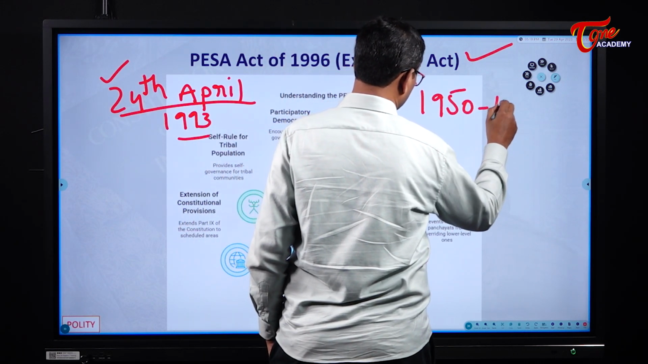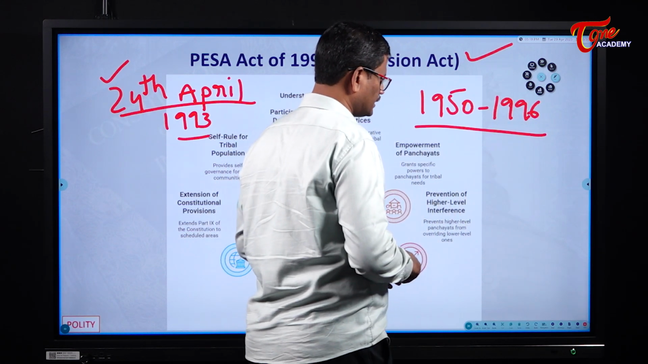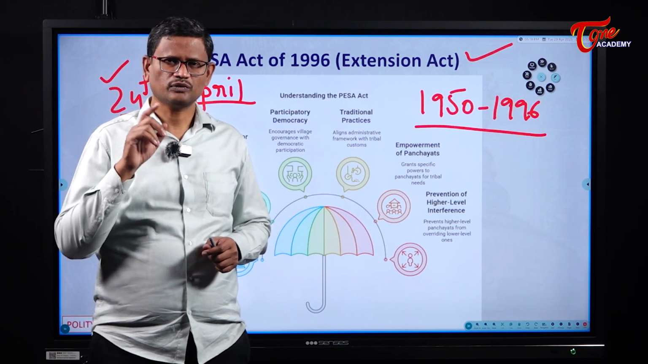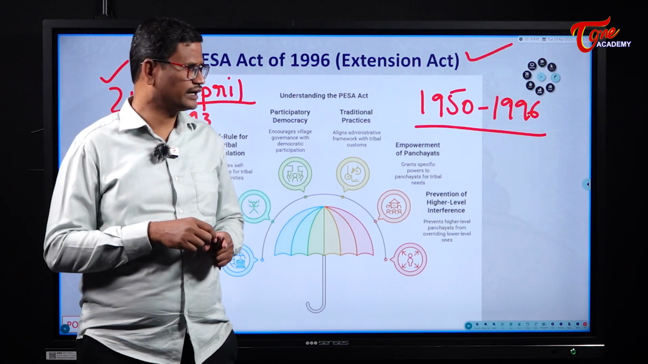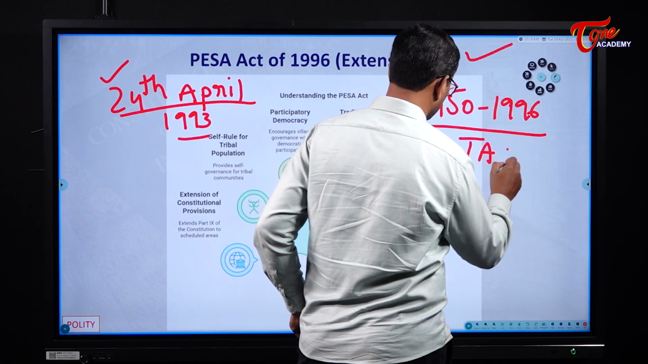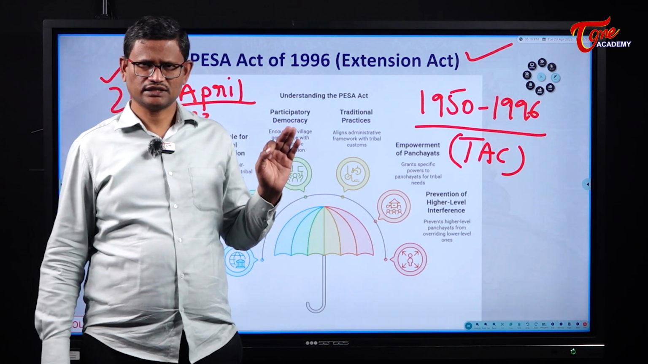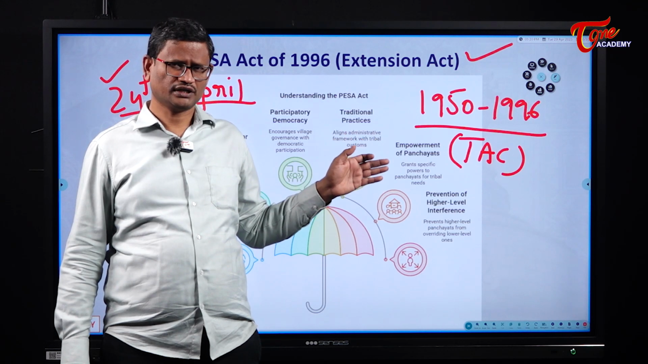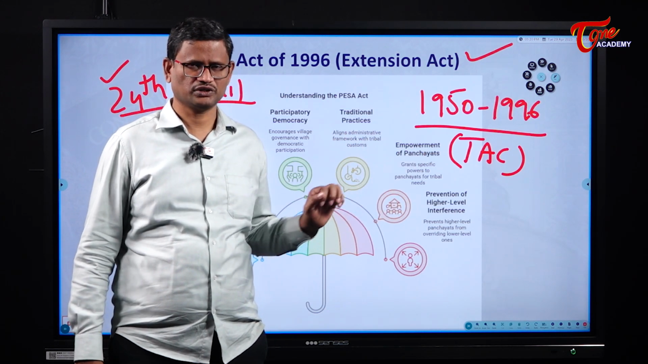So from 1950 to 1996, from 1950 to 1996, in the 5th schedule areas, the administration is carried on by the governor. And to give advice to the governor, there was a body called TAC, Tribes Advisory Council. So, TAC will contain the ST MLAs in the concerned state legislative assembly and some nominated officials will be there in the TAC. TAC will be chaired by the chief minister.